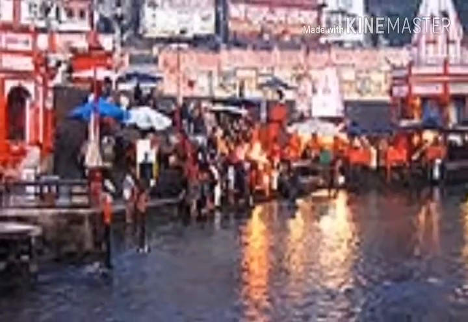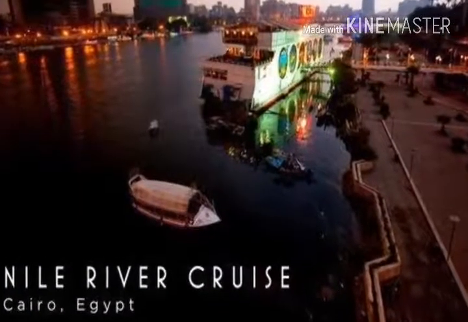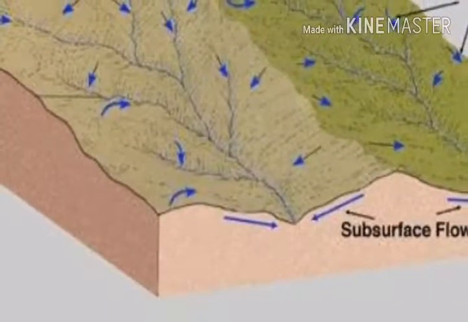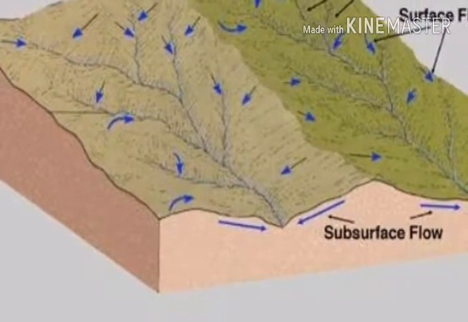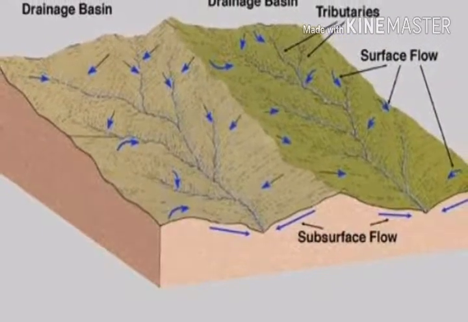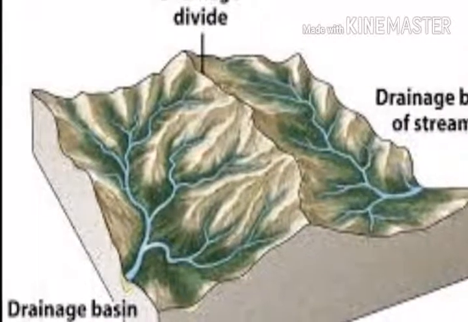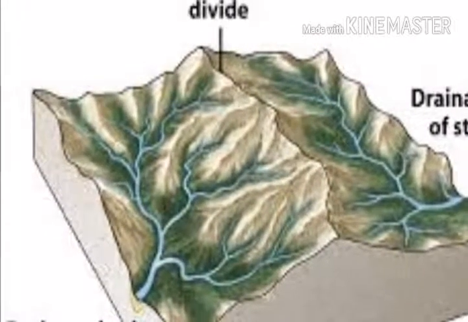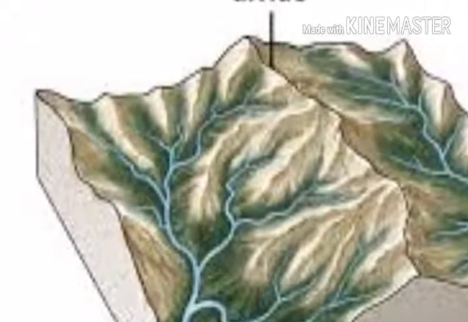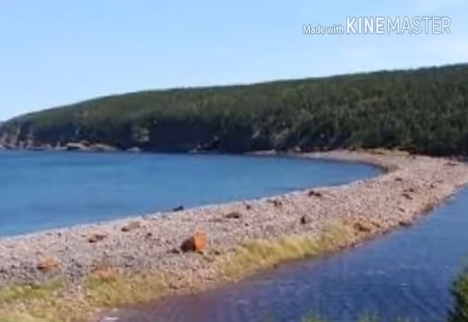The river Ganga has the largest basin in India, and the world's largest drainage basin is of the Nile River in Egypt. Water divide: any elevated area such as a mountain or an upland which separates two drainage basins is known as a water divide. For example, the main water divide in peninsular India is formed by the Western Ghats, which run from north to south close to the western coast.